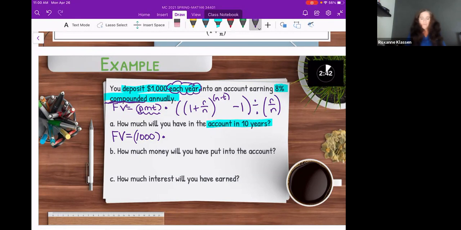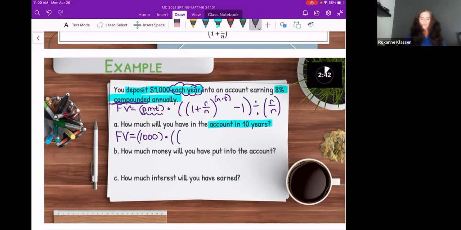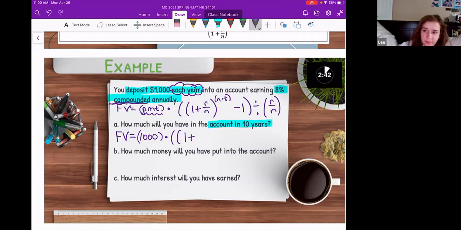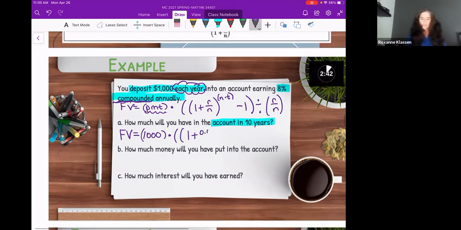Okay, so now I'm going to put my parentheses, 1 plus, what is my R in this problem? What is my R? 0.08. Very nice, 0.08. Because that is my interest rate. R is always a rate, so you look for your percent.